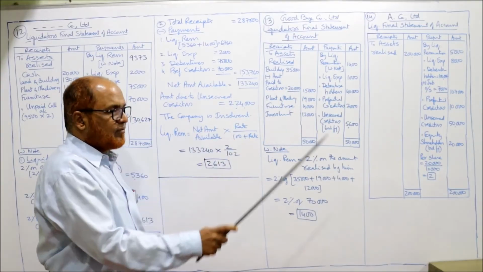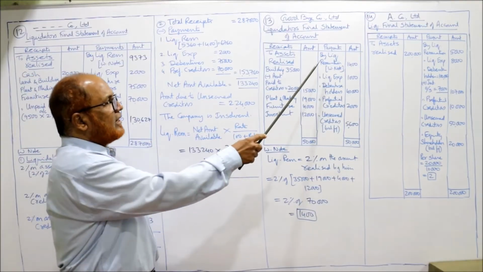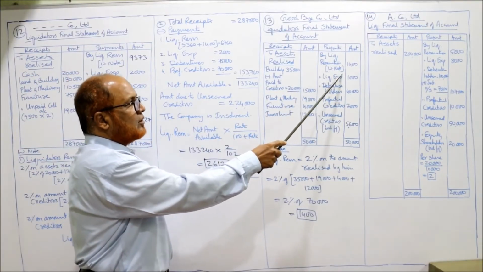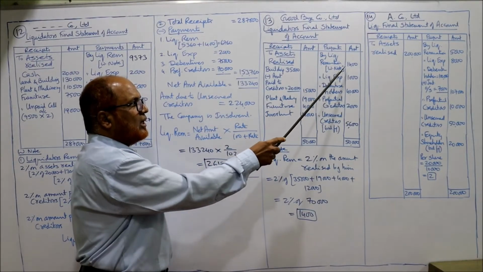Total amount of receipts is 50,000. From 50,000 we have to make the payments. First of all, the liquidator's remuneration in working note. First you write down liquidator's remuneration with a bracket for the working note, and keep it blank.